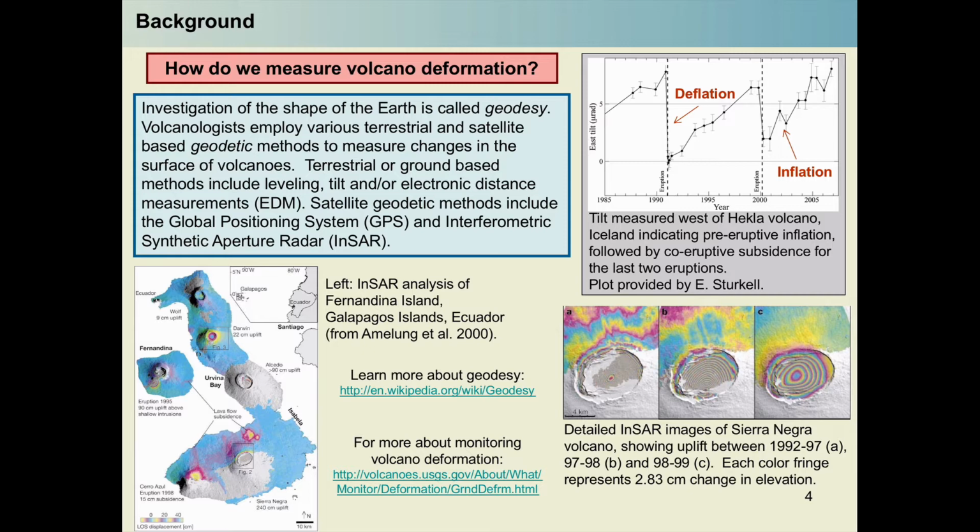Terrestrial or ground-based methods include a lot of different things. You can use leveling and tilt meters. You can use electronic distance measurements, basically very accurate surveying. You can use GPS. That's a very common one that we use in Alaska because you can do this remotely. And there are also some satellite methods, interferometric synthetic aperture radar.